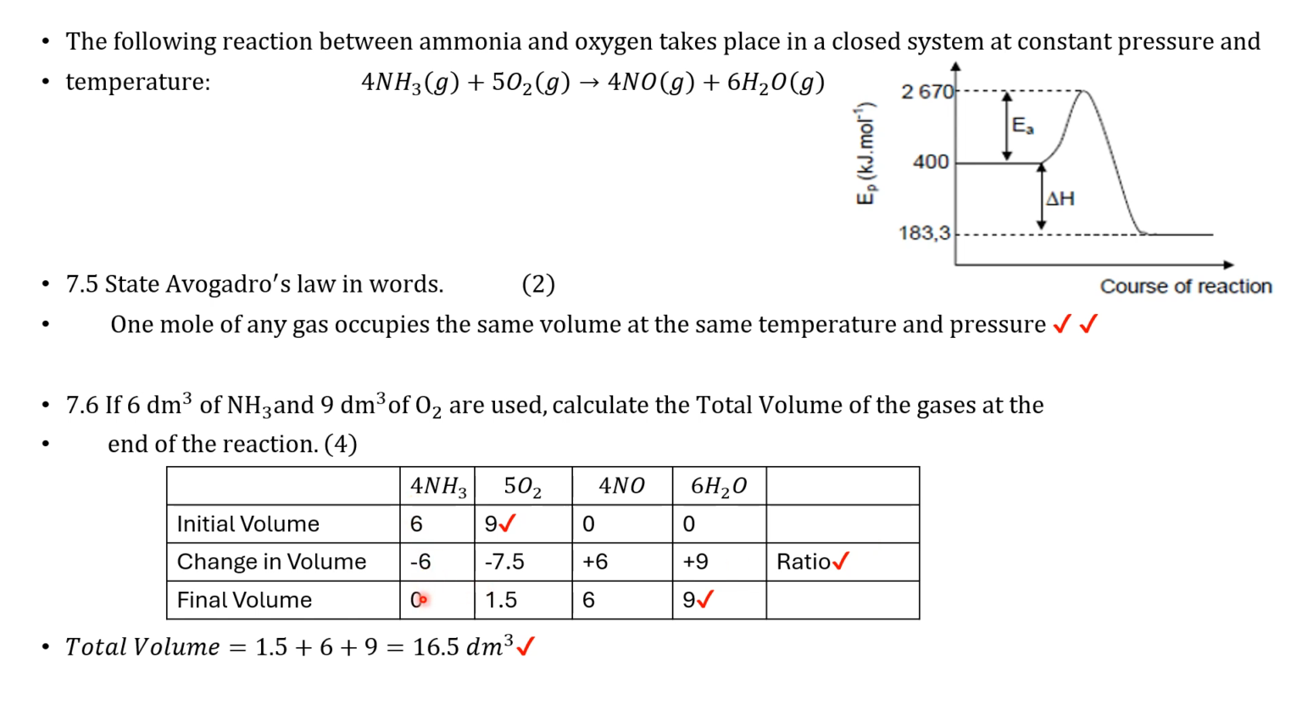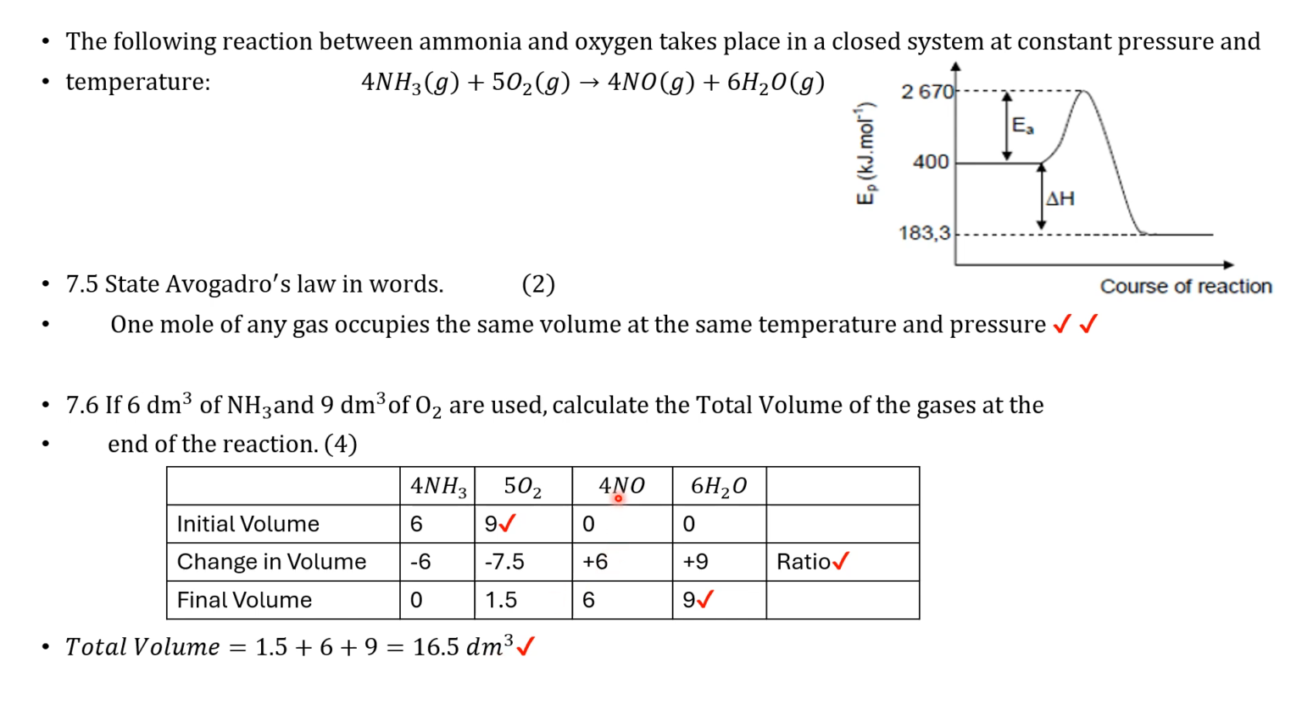So 6 minus 6 is 0. 9 minus 7,5 is 1,5. 0 plus 6 gives me 6. And 0 plus 9 gives me 9. So my total volume is 9 plus 6, which gives me 15, plus 1,5, which gives me 16,5.